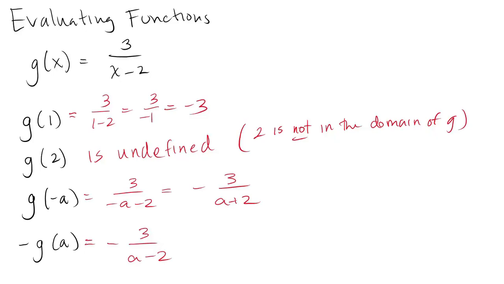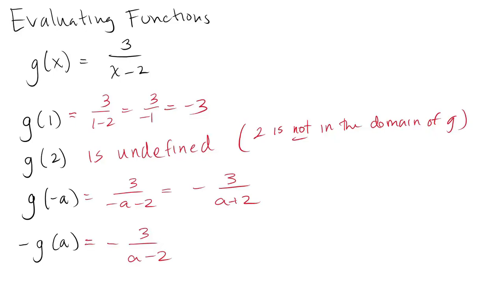And so this is a comparison we're going to have to make, so I thought I would give an example of it now. G of the opposite of a means plug opposite of a in for the input variable. The opposite of g of a says plug a in and then take the negation of the entire function. Two different things. So that's how you evaluate a function, whether it be at a numerical input or at an expression. Why would you evaluate a function?